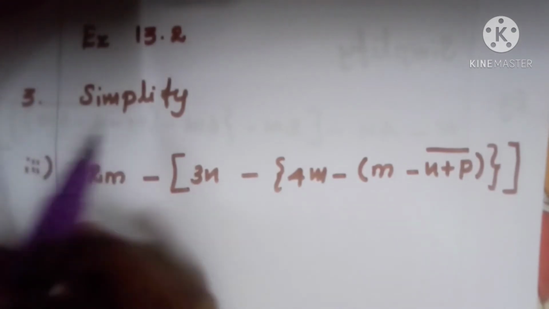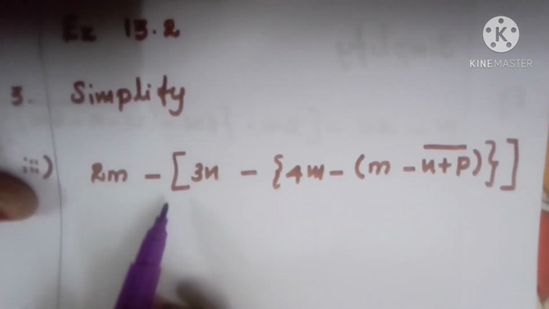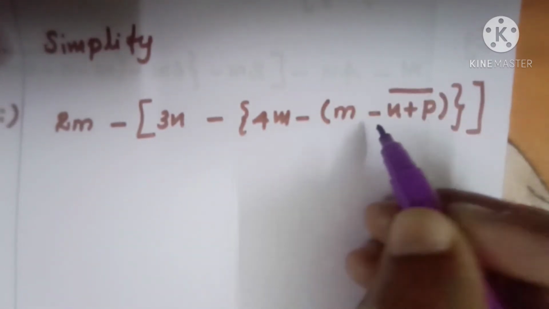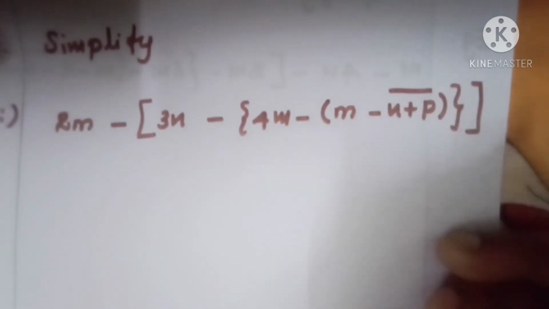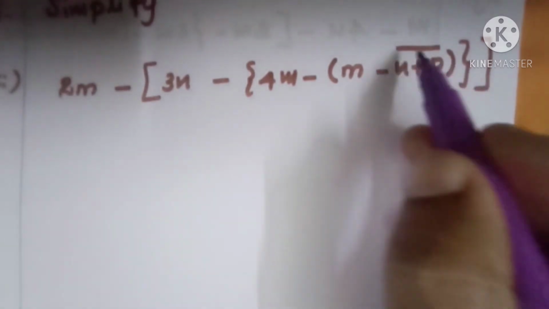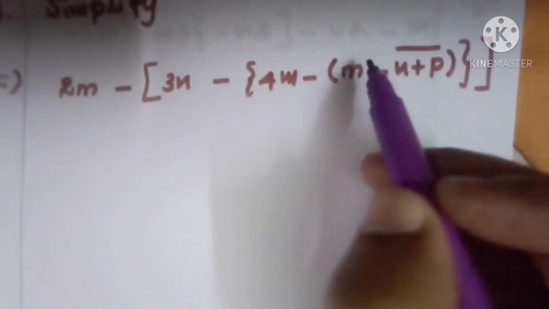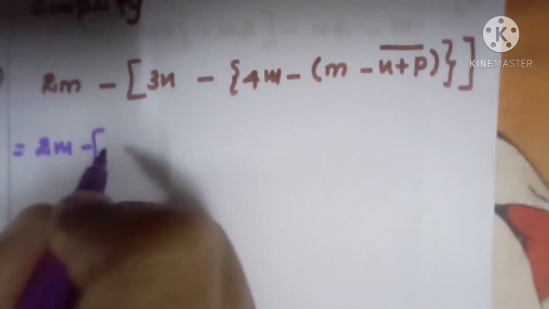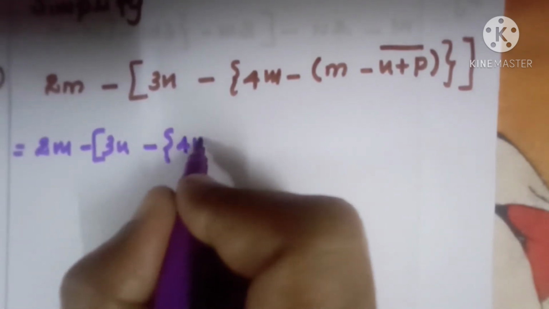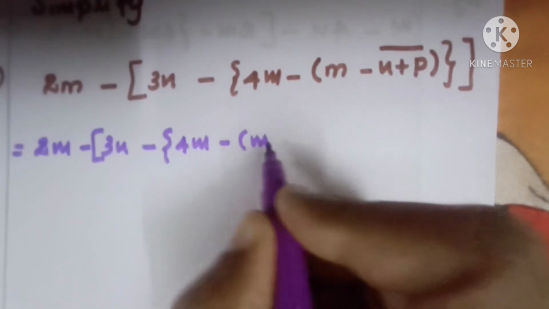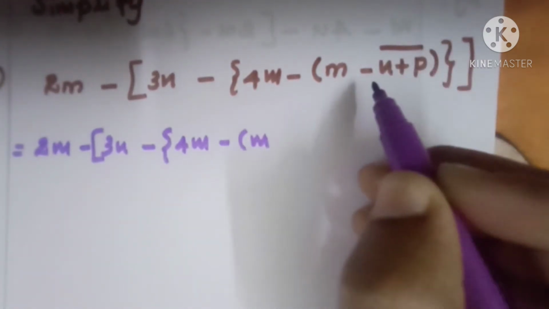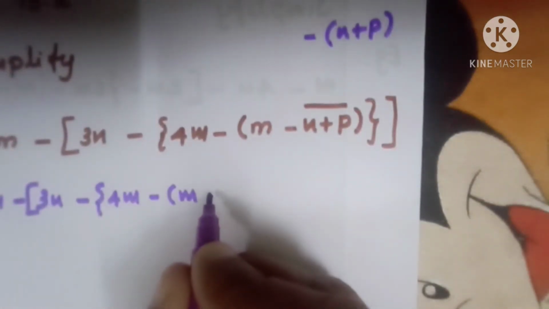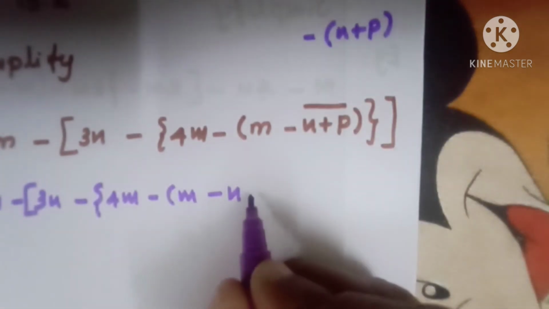Exercise 13.2. Simplify 2m minus the square bracket 3n minus curly bracket of 4m minus the round bracket m minus n plus b the bar and the ending of the brackets. How to remove the brackets? First you have to remove the innermost brackets. Here the innermost bracket is bar. So keep the remaining terms as itself. So 2m minus 3n minus 4m minus m. So here there is a bracket preceding minus, so you have to change the symbols of inside terms. So plus n changed as minus n and plus b changed as minus b.